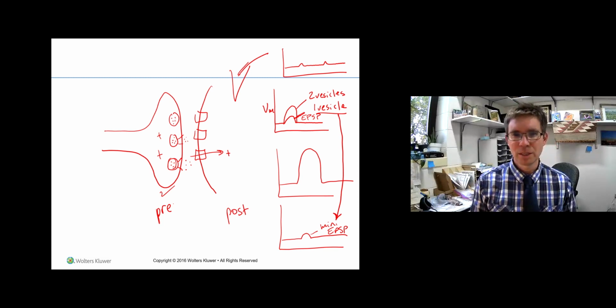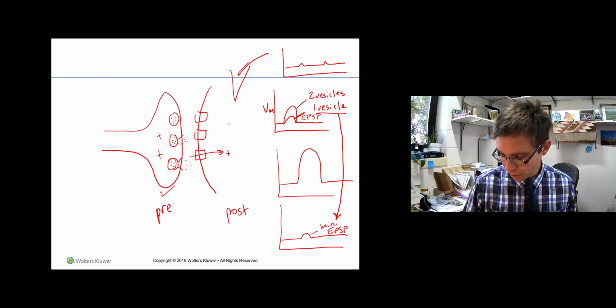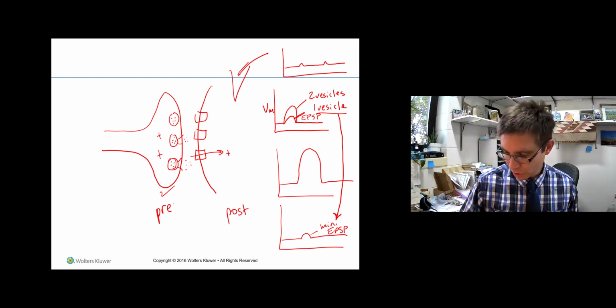It probably happens because maybe a little bit of calcium leaks in somehow, but it releases a neurotransmitter and it depolarizes the postsynaptic membrane a certain amount.